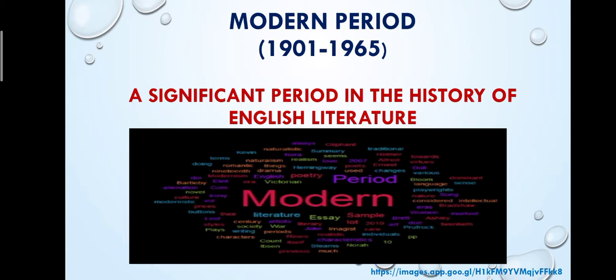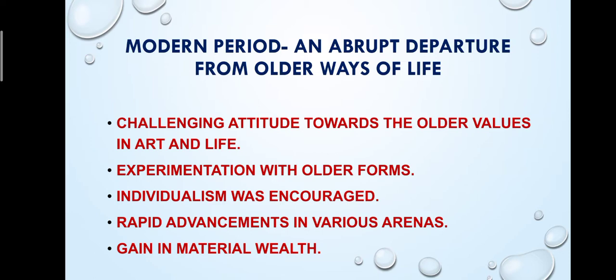The dawn of the 20th century witnessed the emergence of new values almost in all the fields like social, political, cultural, economic as well as in literature. The modern age can be considered a significant period in the history of English literature. Now, let's discuss the chief characteristics of the modern period.